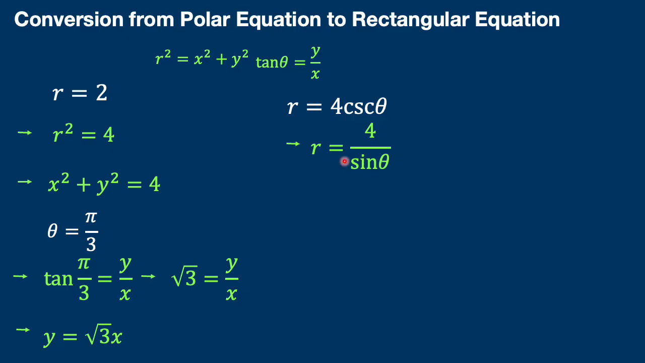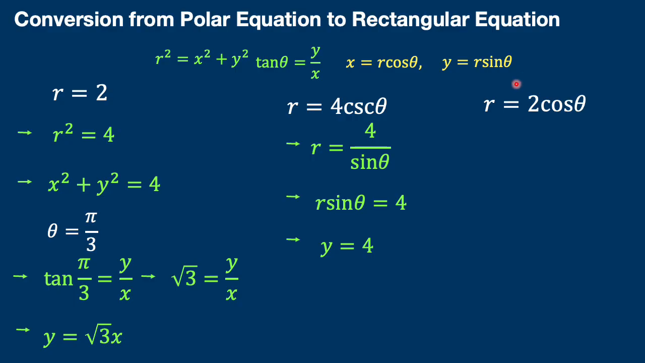So we want to simplify this equation first. You multiply both sides by sine theta. So r sine theta is 4. What is r sine theta? r cosine theta is going to be x, r sine theta is going to be y. So r sine theta replaced by y, that's going to be y equals 4. Guys, make sense? This is y equals 4.